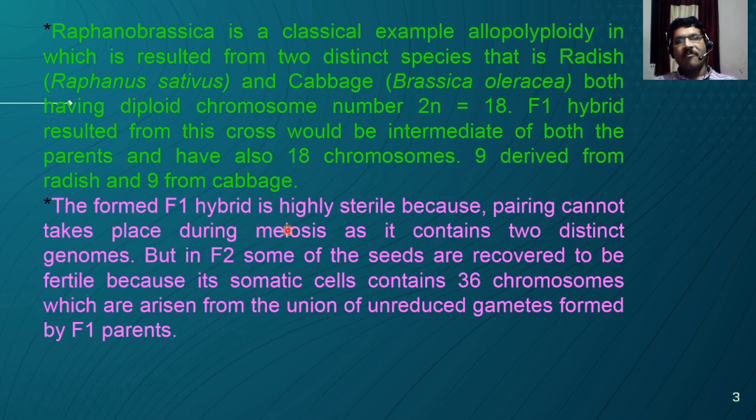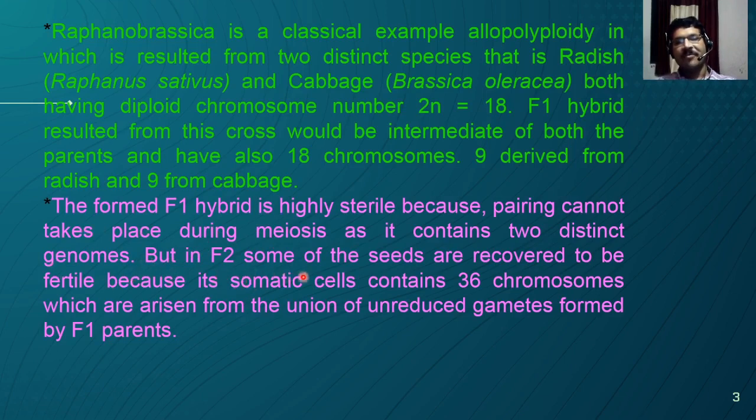The formed F1 hybrid is highly sterile because pairing cannot take place during meiosis as it contains 2 distinct genomes. As we have discussed earlier, the F1 offspring has received one set of chromosomes from one parent and another set from another parent, and we have selected 2 distinct parents here. Due to these distinct parental chromosomes, no pairing of chromosomes takes place in meiosis, and the F1 offspring will be sterile.